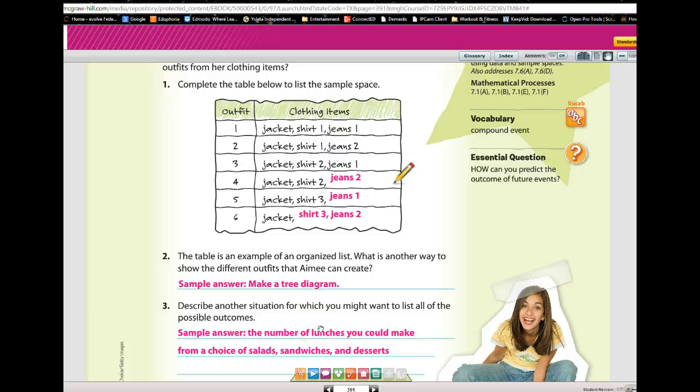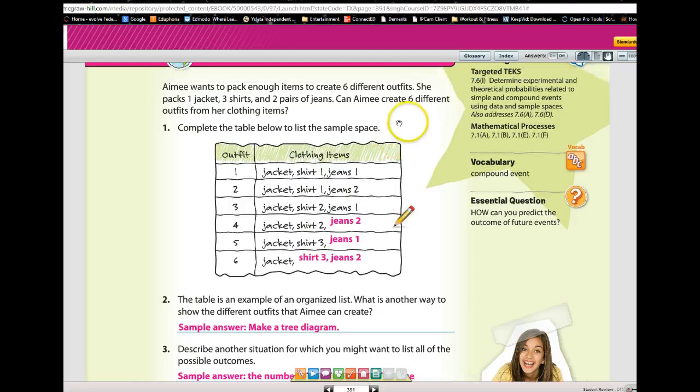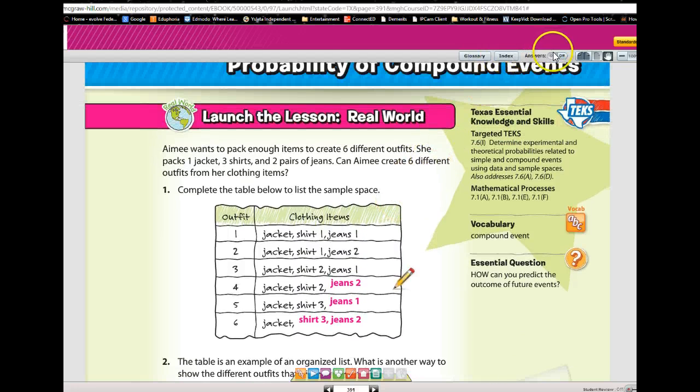And then here's an example of when you might want to list all possible outcomes. For example, maybe you want to know the number of lunches you can make if you're choosing between a certain number of salads, sandwiches, and desserts. That'd be nice if we got dessert, but that doesn't happen too often here. So let's go ahead and move on now to the next page.